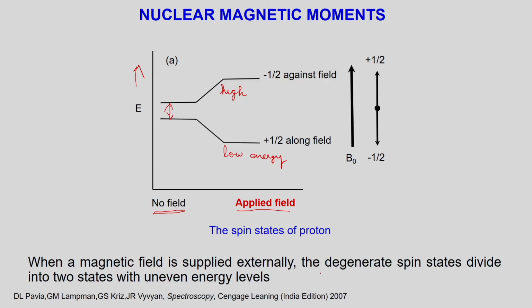When a magnetic field is supplied externally, the degenerate spin states divide into two states with uneven energy levels. Okay. You should remember this, and think that this is what is practically happening in the NMR spectra.